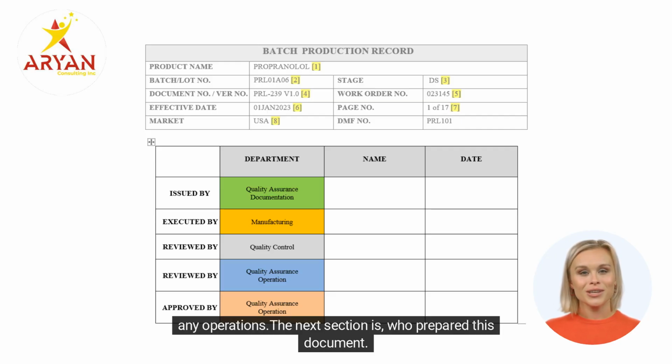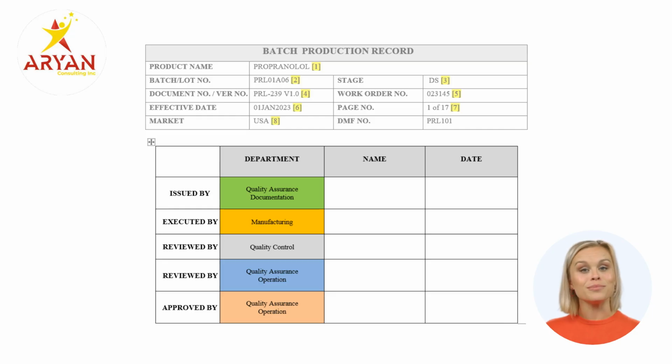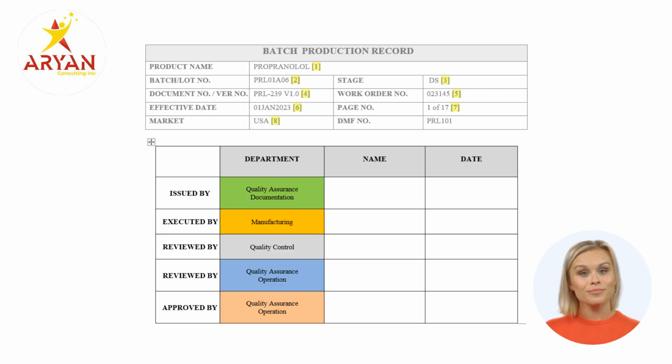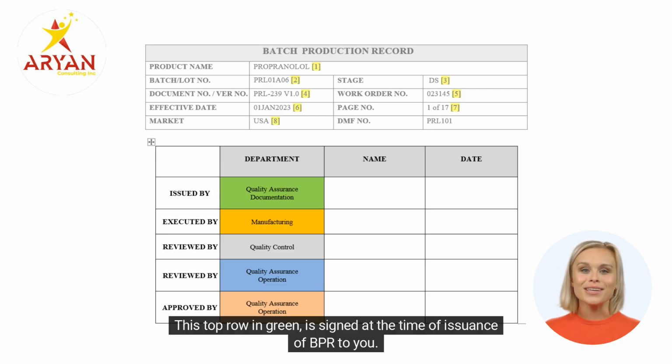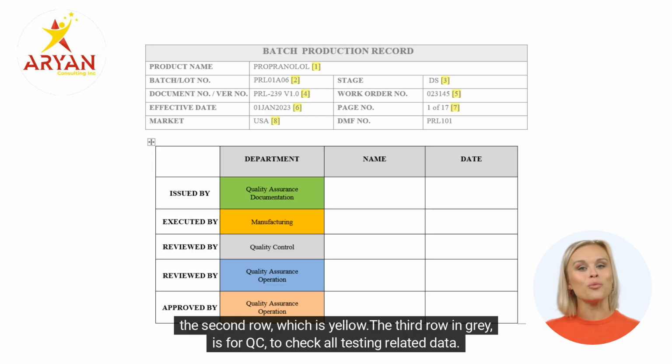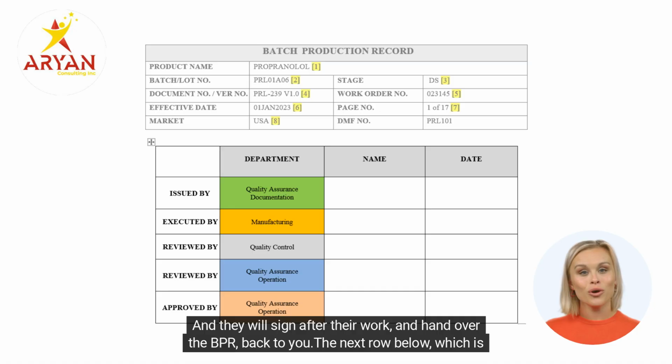The next section is who prepared this document. The QA documentation person shall be the one who signs this row. This top row in green is signed at the time of issuance of the BPR to you. As a manufacturing technician, once the manufacturing team has manufactured the drug, they will sign in the second row, which is yellow. The third row in gray is for QC to check all testing-related data, and they will sign after their work and hand over the BPR back to you.